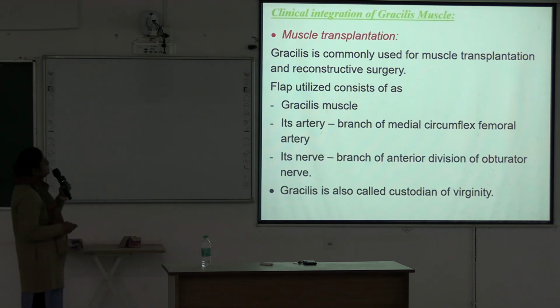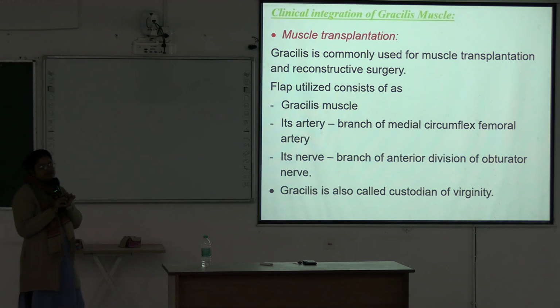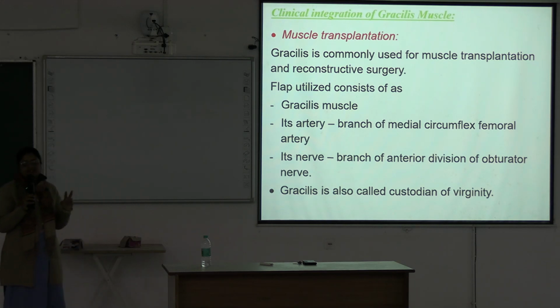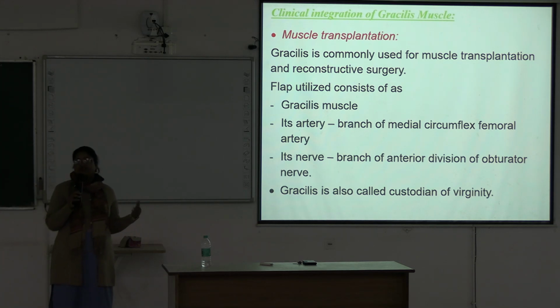Next is muscle transplantation. Okay, gracilis muscle is used. This is one of the adductor group of muscles you have seen. Three: adductor longus, brevis, magnus, and gracilis. All these four are included in the adductor group of muscles supplied by the obturator nerve.